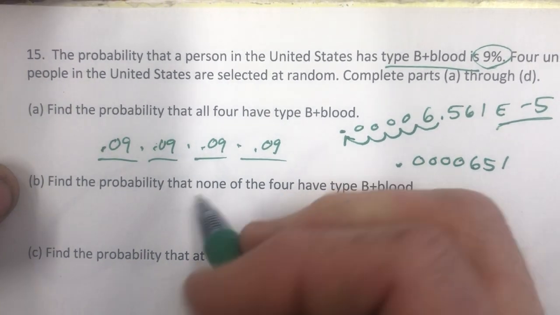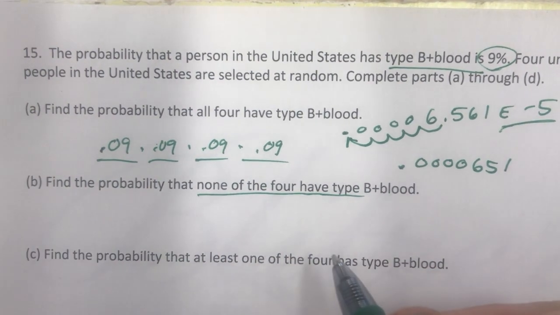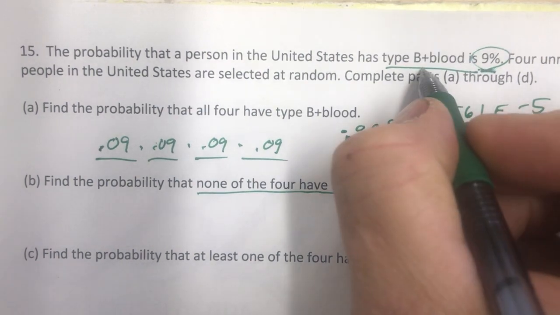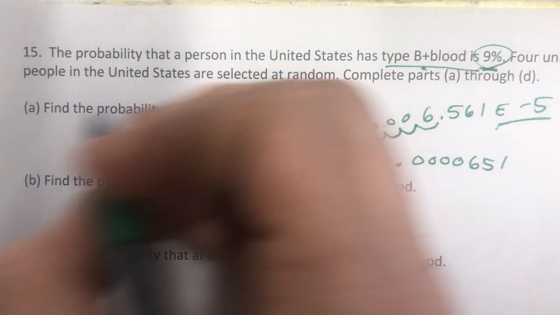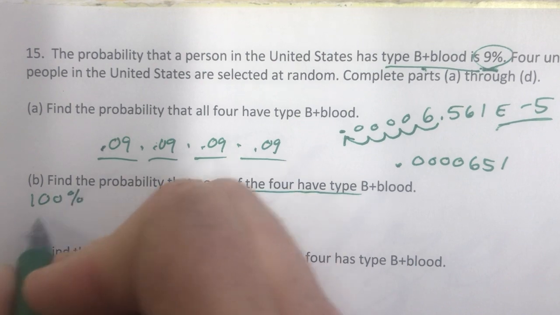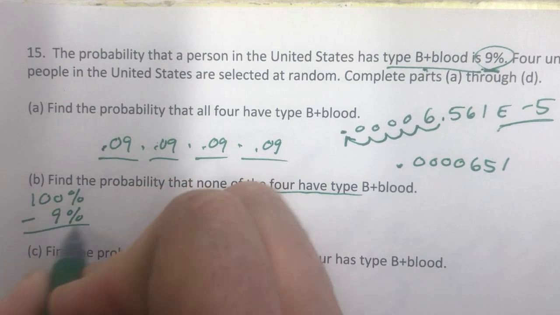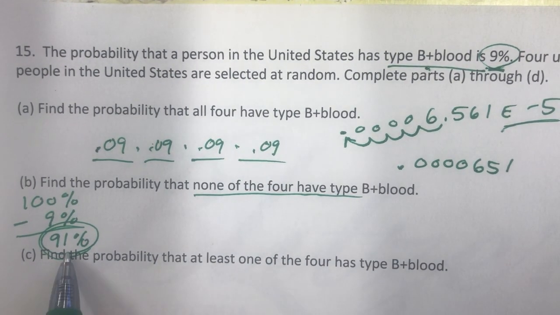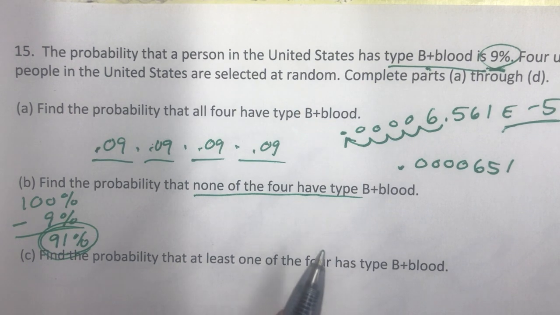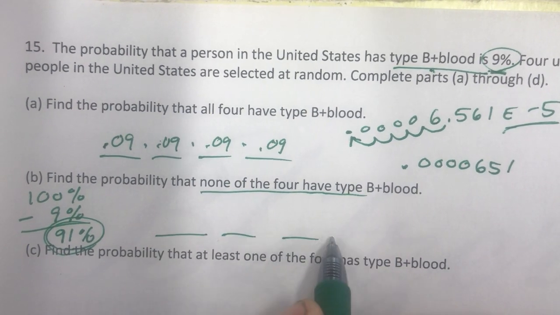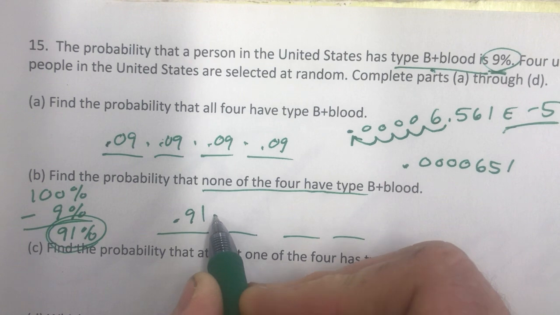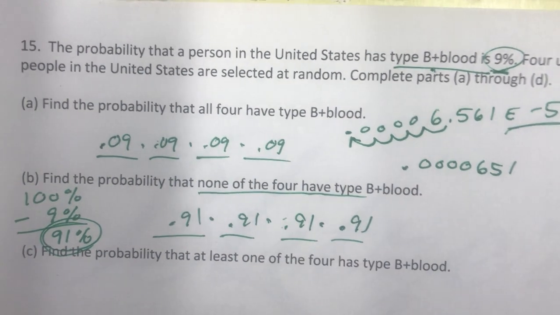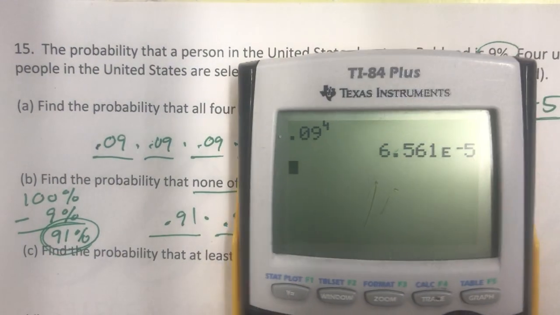Now this next one, find the probability that none of the 4 have type B blood. Okay? Well, here's the thing. If 9% have type B blood, then 100% minus 9% is 91%. So 91% don't have type B blood. If I have these 4 people, then again, that's going to be 0.91 here, 0.91 there, 0.91 there, 0.91 there, and I multiply these together, which I could do like I did just a second ago.